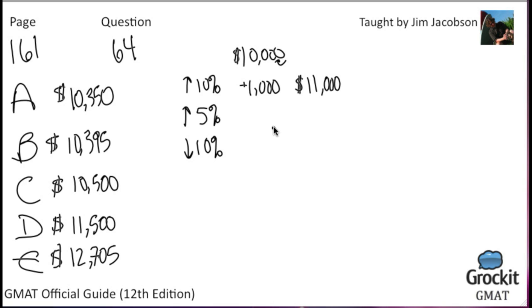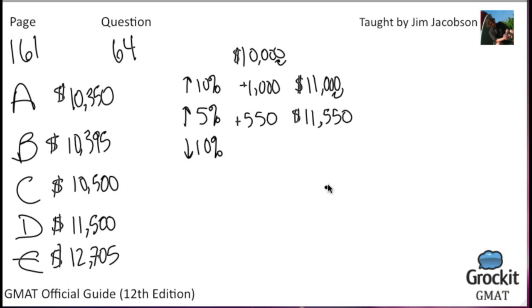Then it goes up 5%. So you can, of course, multiply times 0.05 with big numbers with lots of zeros. It may be easier to say, well, let's just take 10% of it, which would be 1,100, then take half of that. Half of 10% is 5%, so half of 1,100 is $550. So her new total is now 11,550. That's a comma.